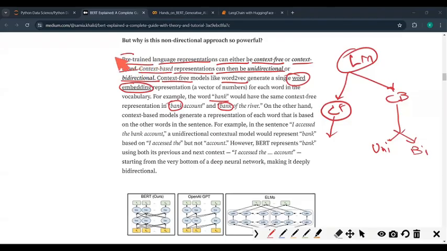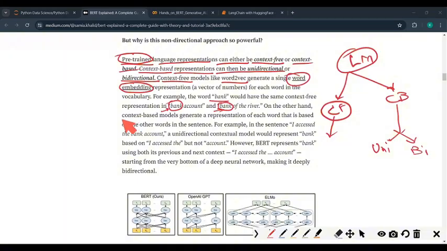So pre-trained language representations can be context free or context based. Whenever we are representing something as a language representation, it can be context free or context based. Context free says that whenever I take a word, suppose I have to do word embedding, I don't look at the surroundings. That is why the word embedding for this and this will be the same, which is not very accurate, because both of those mean different things in the overall context.